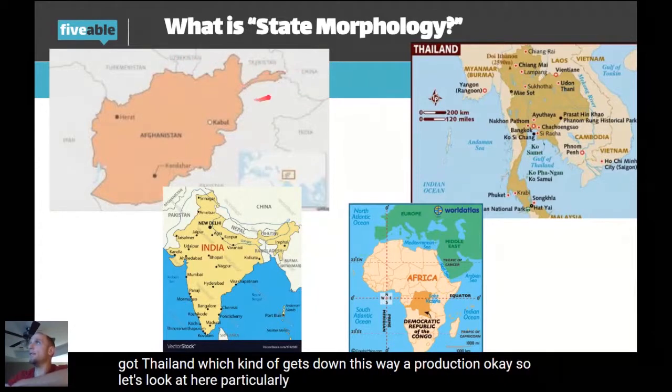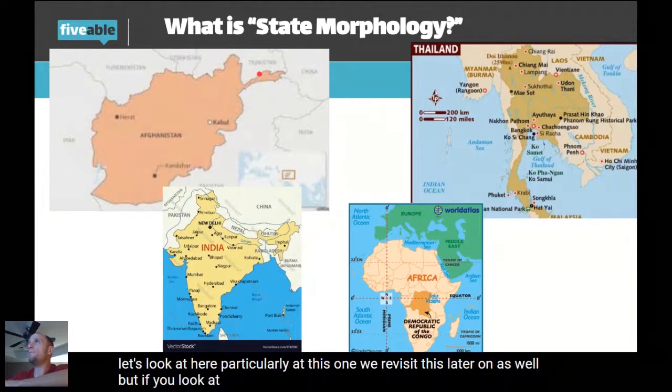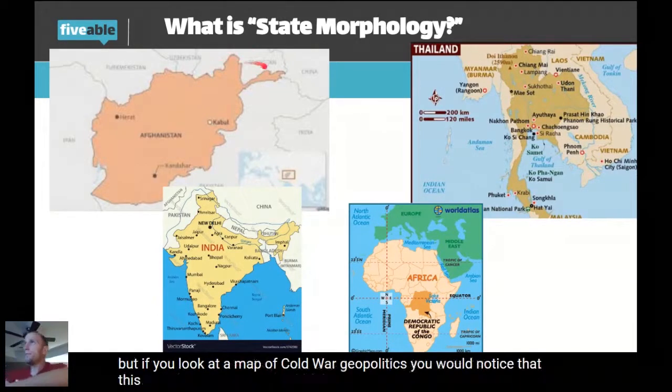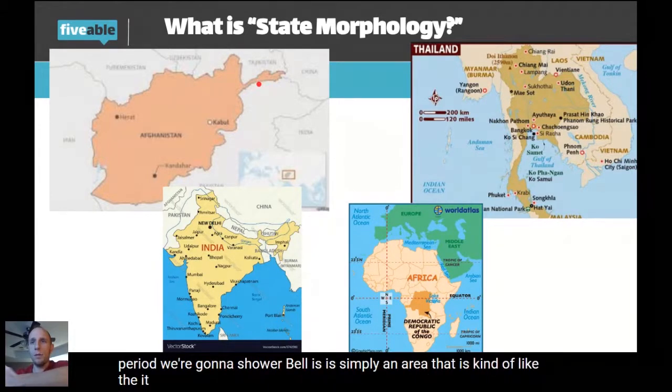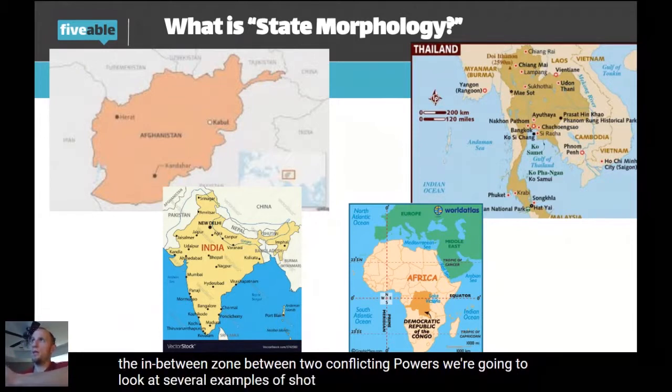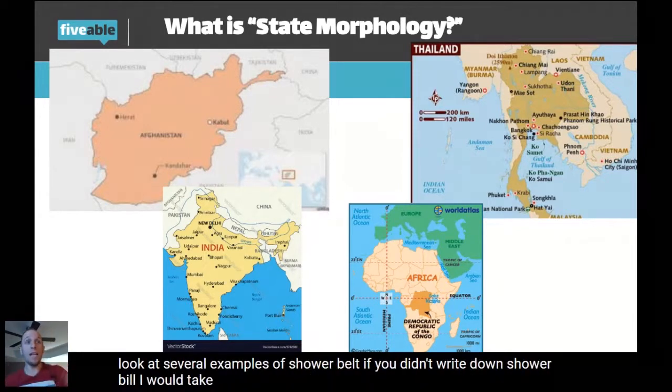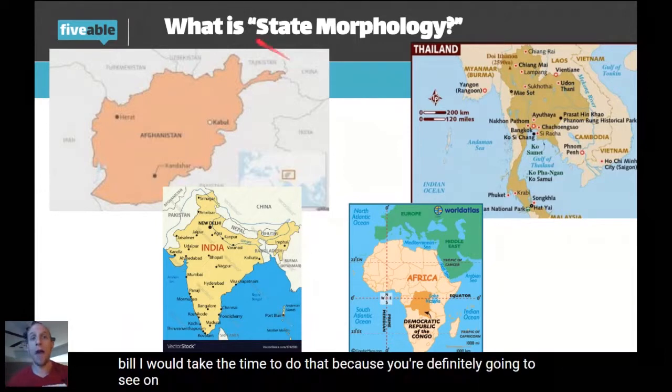Okay, so let's look right here, particularly at this one. We're going to revisit this later on as well. But if you look at a map of Cold War geopolitics, you would notice that this here is one of the shatterbelt regions during that time period. A shatterbelt is simply an area that is kind of like the in-between zone between two conflicting powers. We're going to look at several examples of shatterbelts.